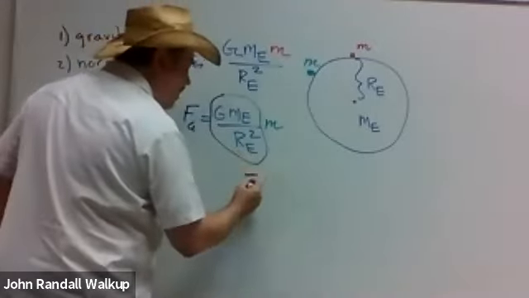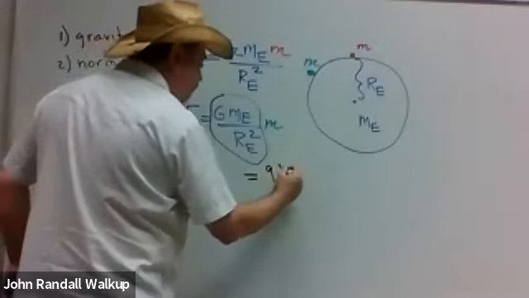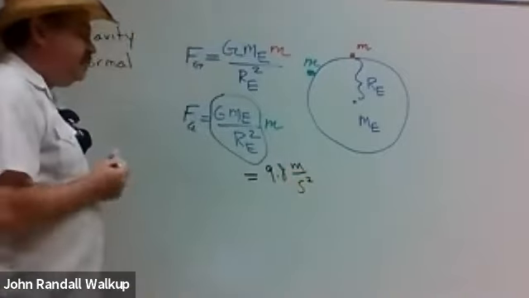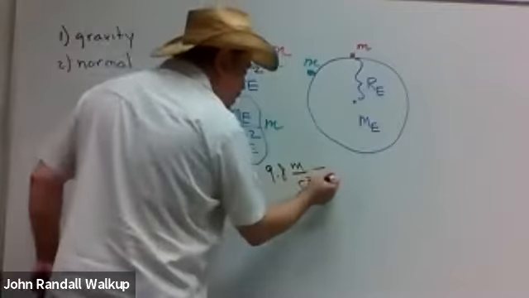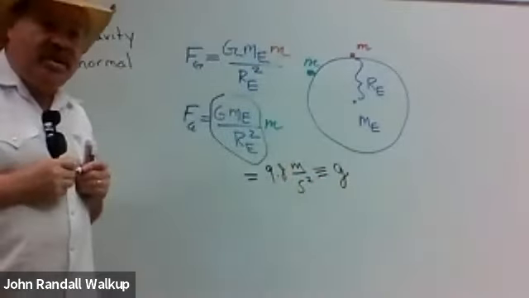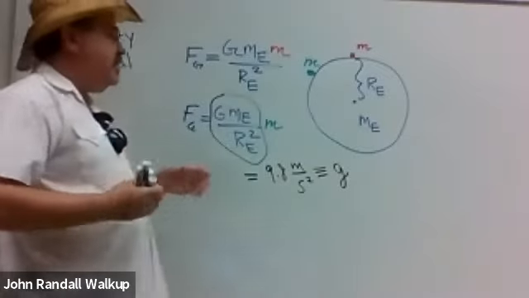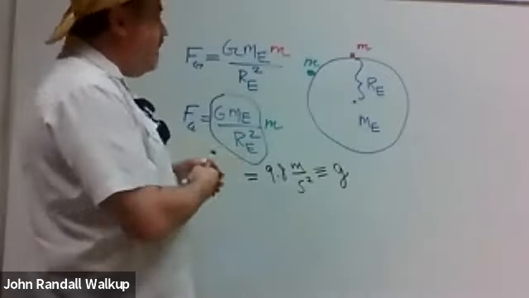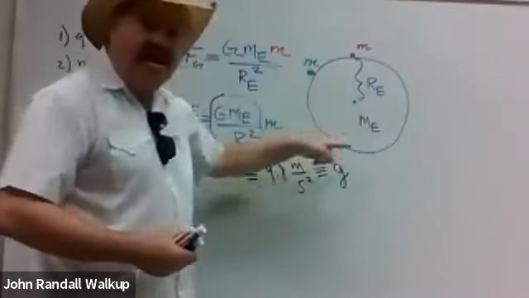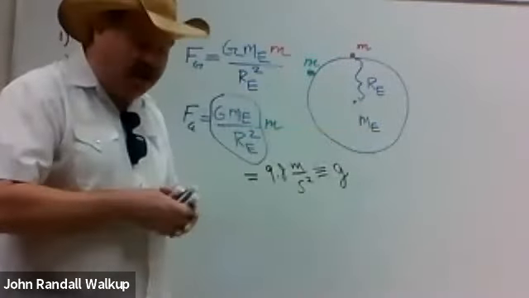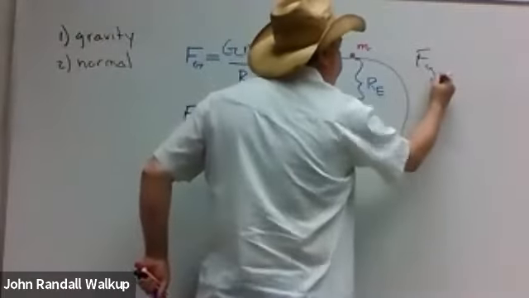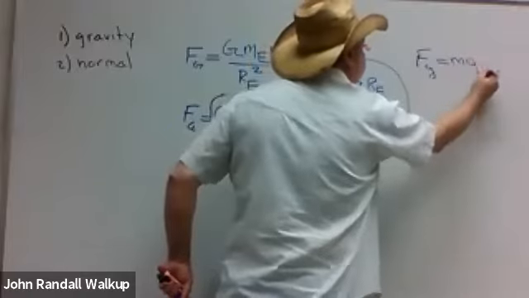I would get 9.8, and the units come out to meters per second squared, which we call g. So in other words, I can write the force of gravity on any body, anything near the surface of the Earth, as simply force of gravity equal to m times g.